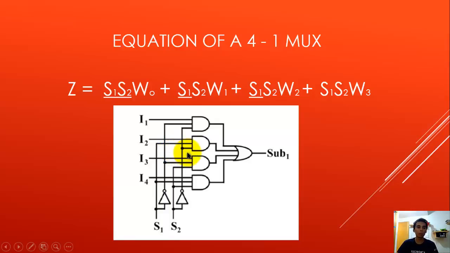Here we have a 4 to 1 MUX, 4 inputs to 1 output. It's the same principle, and we only add one more selector, because with 1 bit you can't represent 4 options. You need 2 bits. You have 0, 1, 2, and 3. So in the first term you have 0 0, 0 1, 1 0, and 1 1.